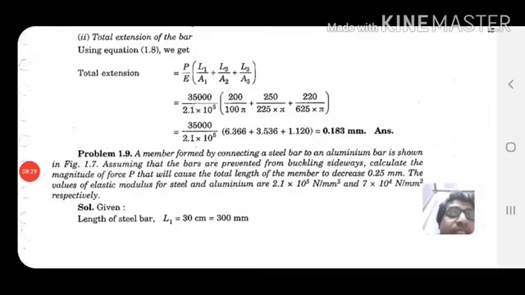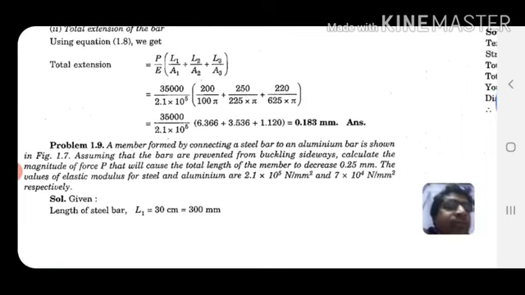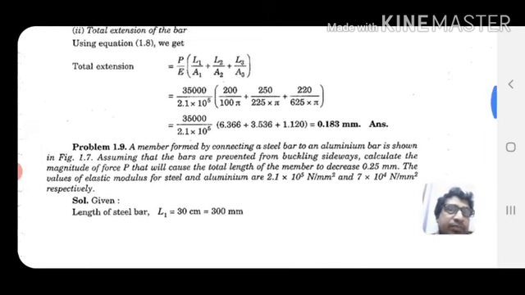So after calculation, 200 divided by 100 pi is equal to 6.366, plus 250 divided by 225 pi, that is equal to 3.536, plus 220 divided by 625 pi, that is equal to 1.120. So that is equal to 0.183 millimeter.